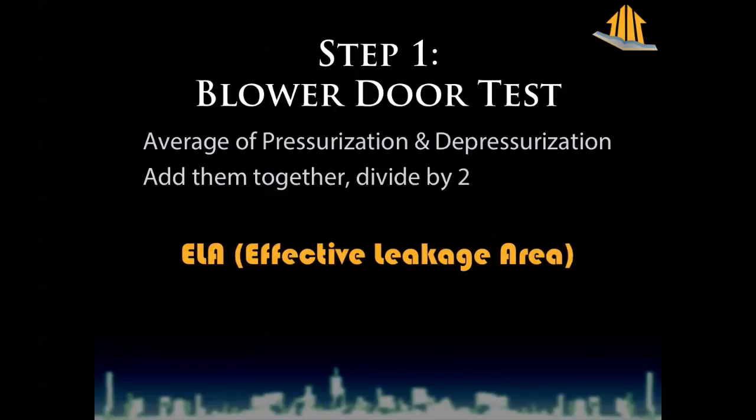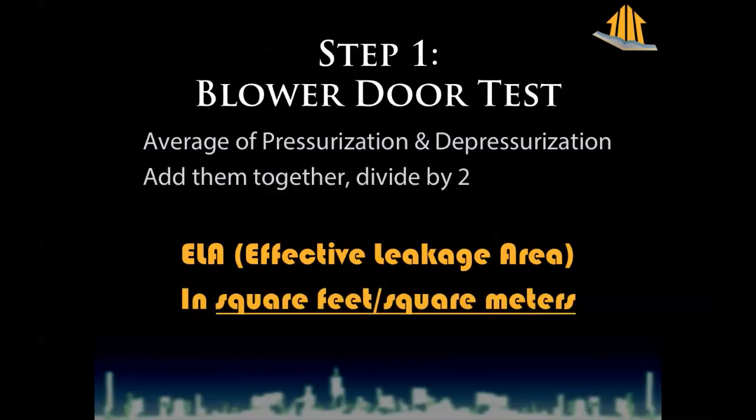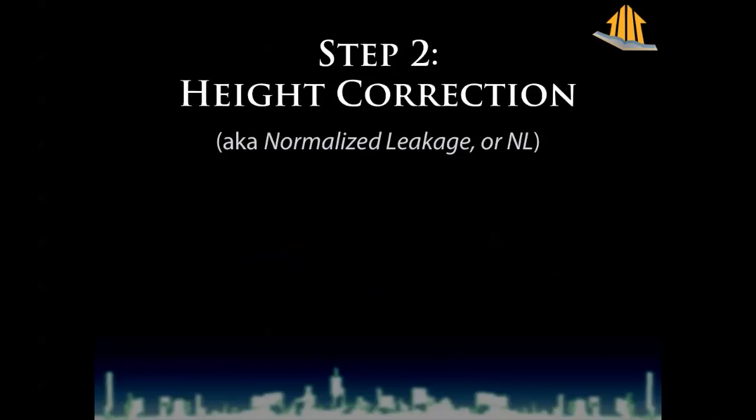What you need out of this is the ELA, the effective leakage area. And by the way, in my book, Home Performance Diagnostics, what I say is you take the CFM that you get on the blower door and you multiply that by 0.055, but that will give you square inches. What they want is square feet. So you divide that number then by 144.